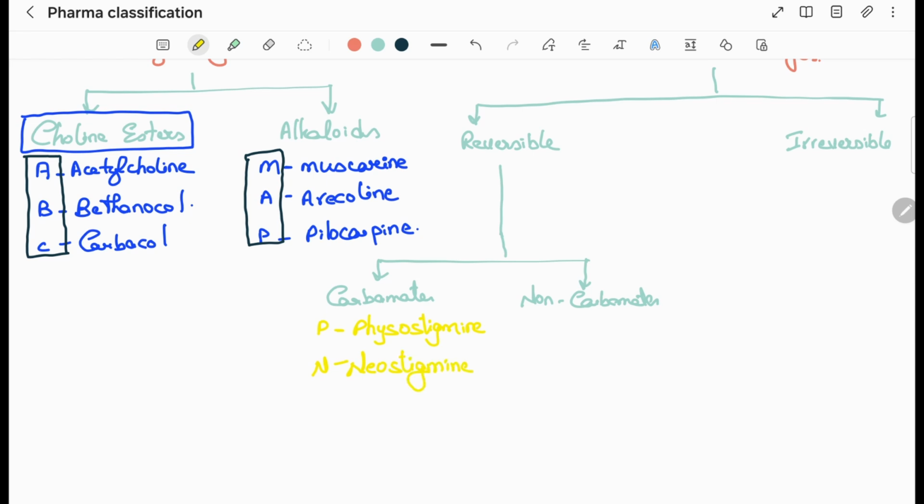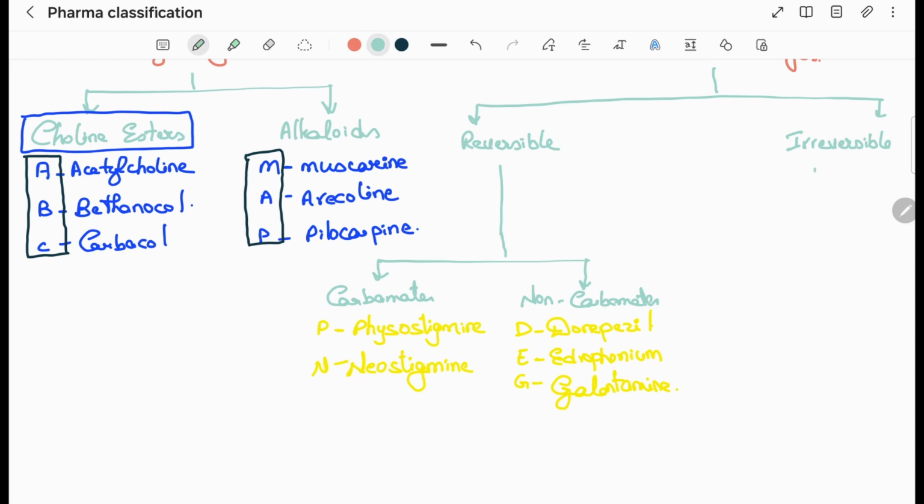Okay, and for non-carbamates, DEG. D for donepezil, E for edrophonium, and G for galantamine. And the last one is irreversible.